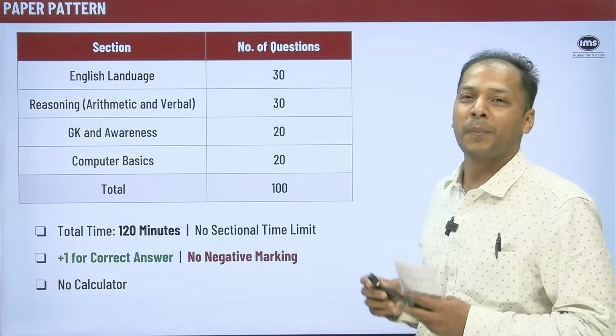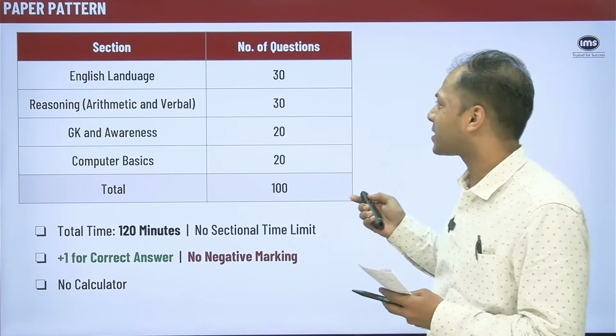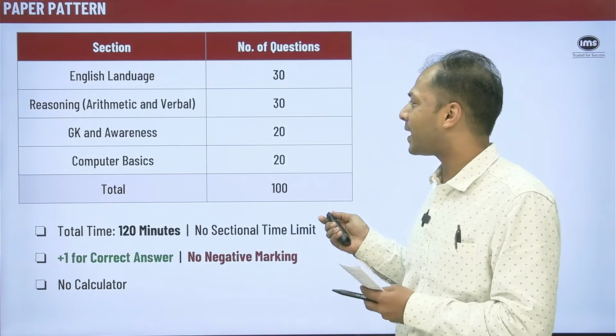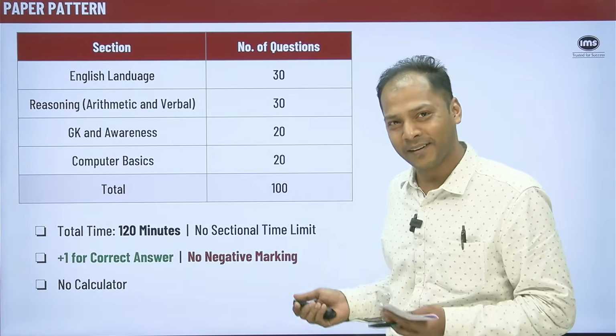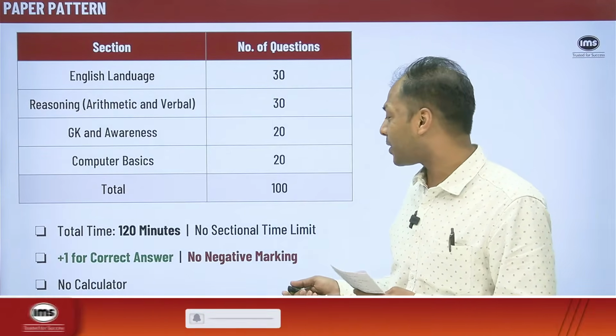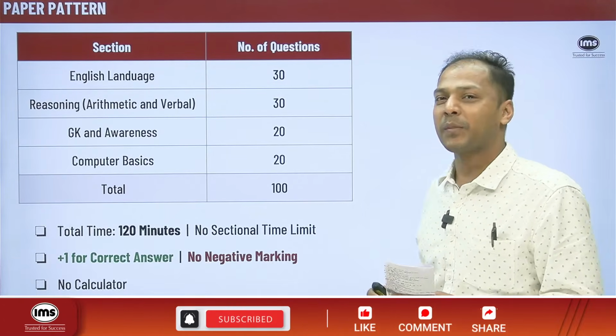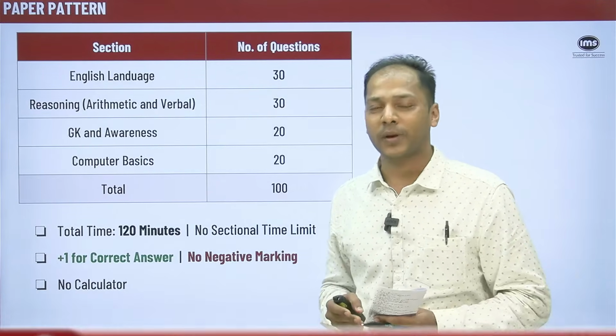First of all, the paper pattern. The paper pattern was as expected. There were 30 questions in English, 30 in reasoning, 20 in GK and awareness, 20 in computer basics. The total number of questions was 100. The total time duration was 120 minutes and there was no sectional time limit. There was 1 mark for a correct answer, there was no negative marking, and there was no calculator.